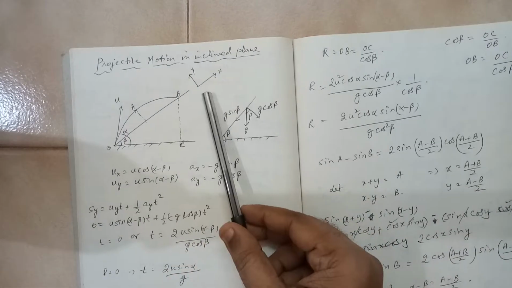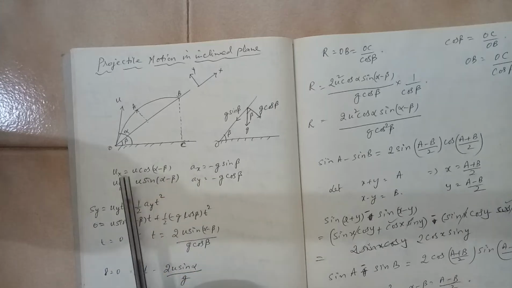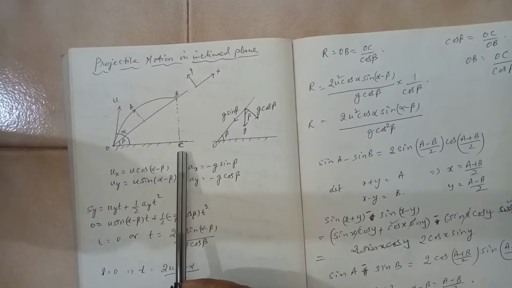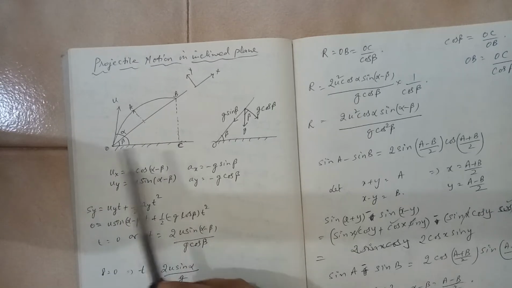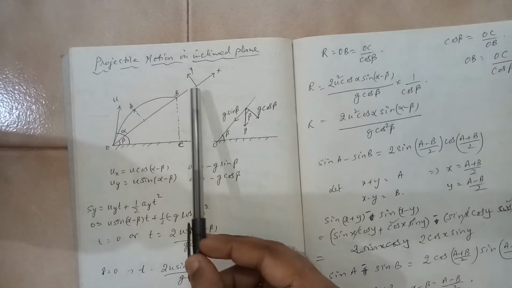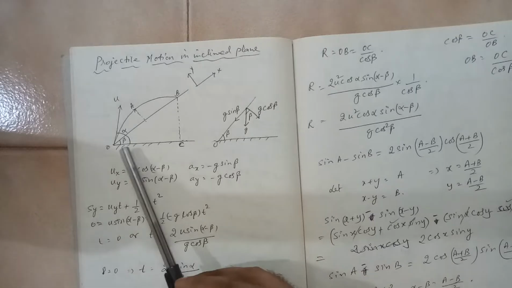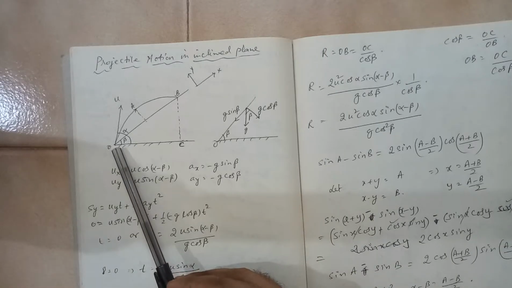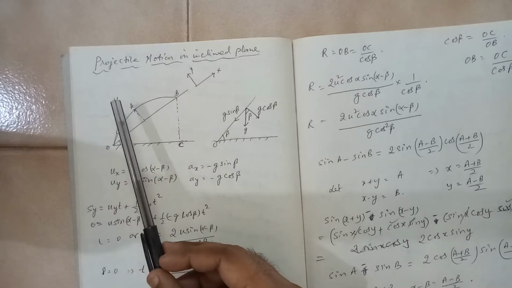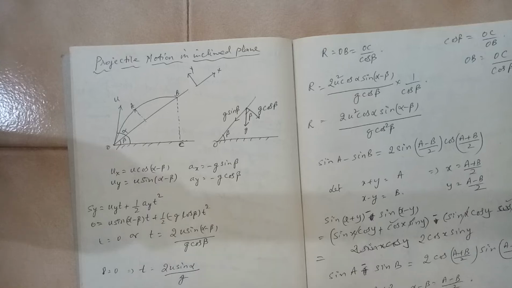So there is an inclined plane which is making angle beta with the horizontal. BC is the horizontal. This is O, this is C. OC is the horizontal, OB is the inclined plane, and angle BOC is beta. So from O, an object has been thrown at a velocity u. Now this object is making total angle alpha with OC.